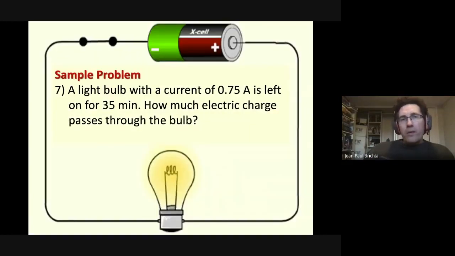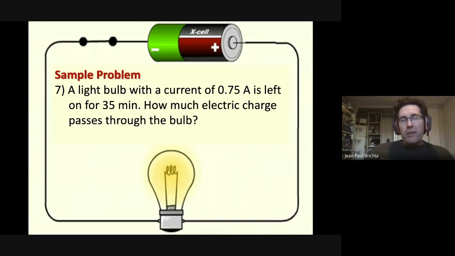Okay, so let's just go through this sample problem. A light bulb with a current of 0.75 amps is left on for 35 minutes. How much electric charge passes through the bulb?